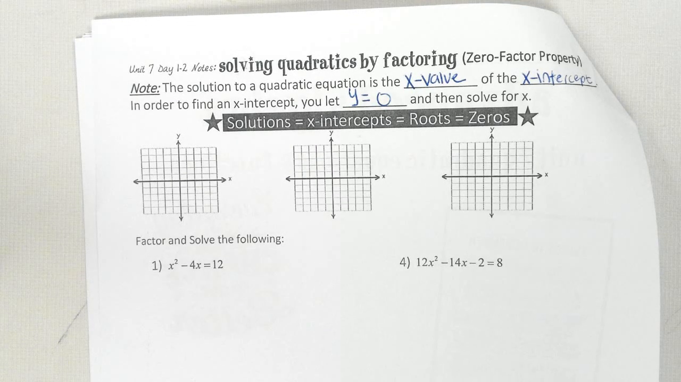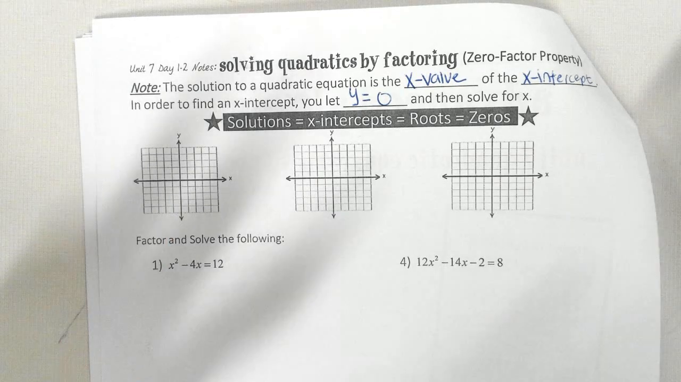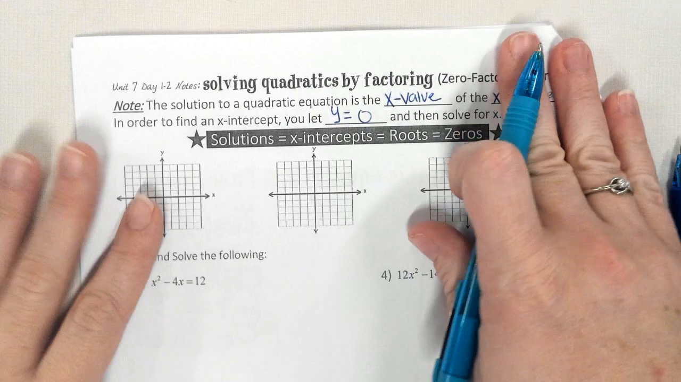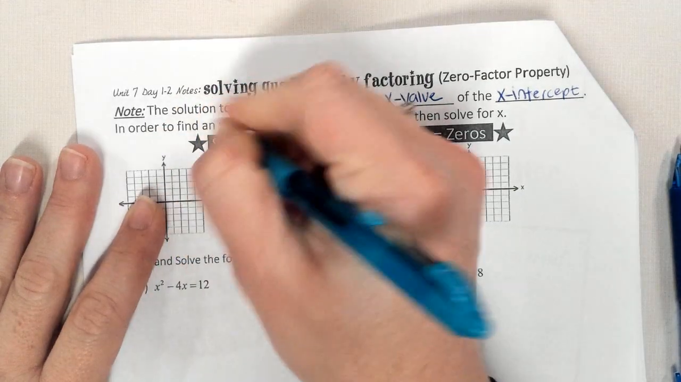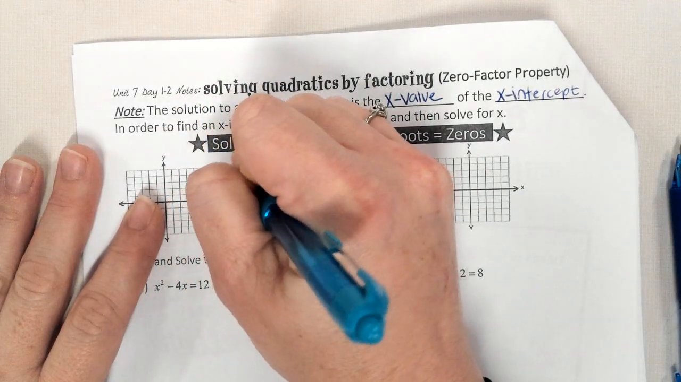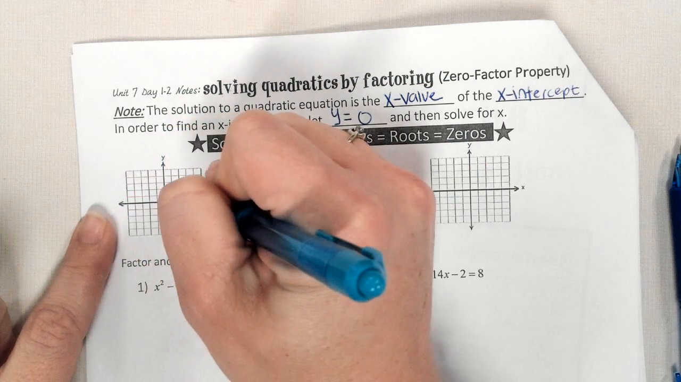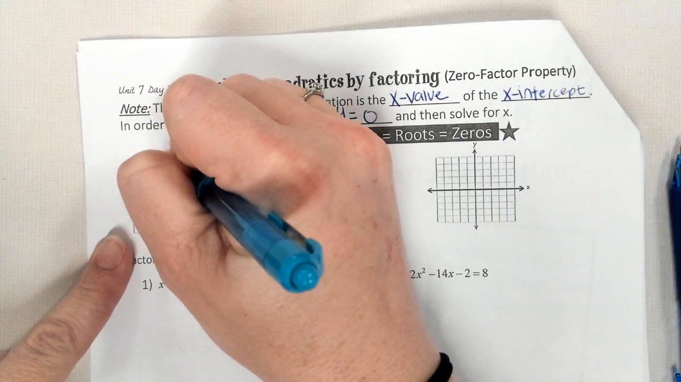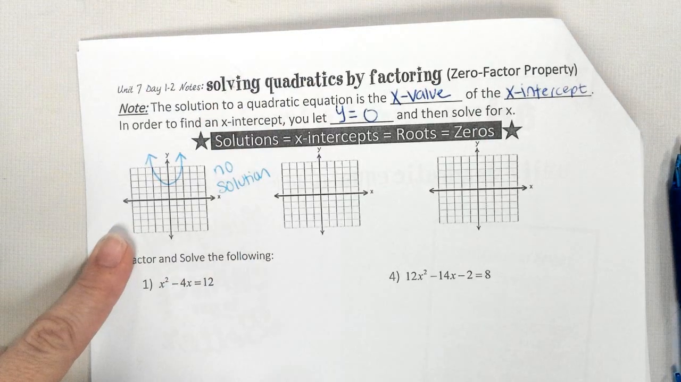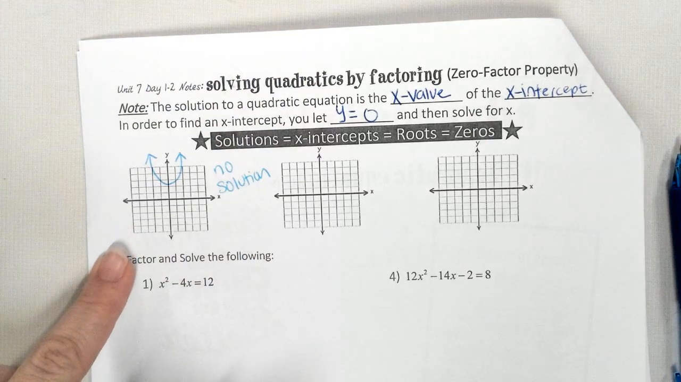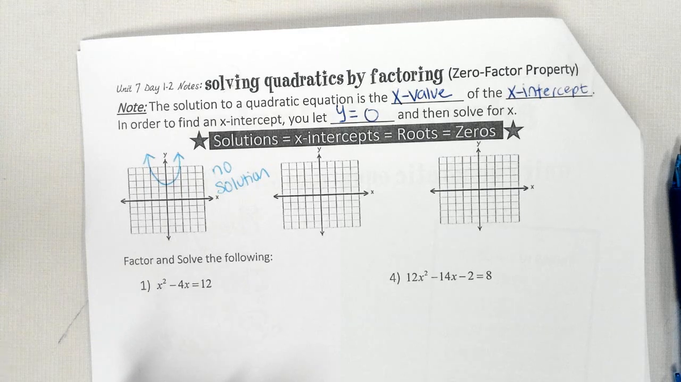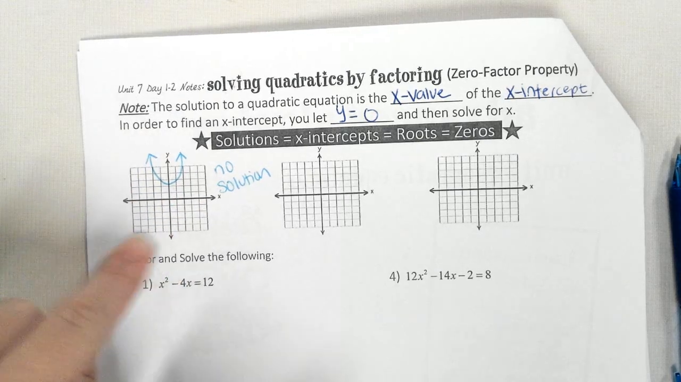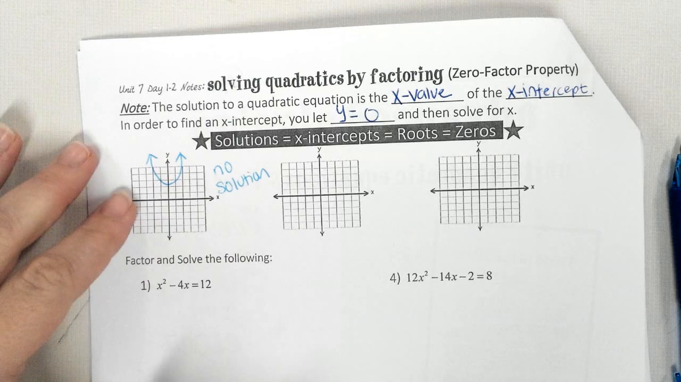Knowing that, you can have 3 different amounts of solutions. You can have no solutions. If we're talking about x-intercepts, this is my x-axis. If there's no solution, that means it does not touch my x-axis. Look, it did not touch my x-axis. Now I want you to realize it could have also opened downwards and be down here. But that's what no solution looks like.